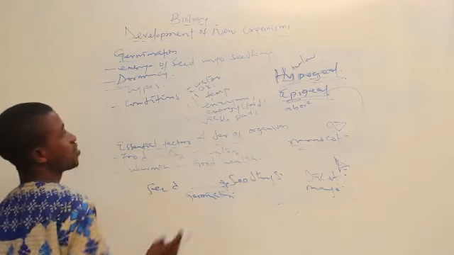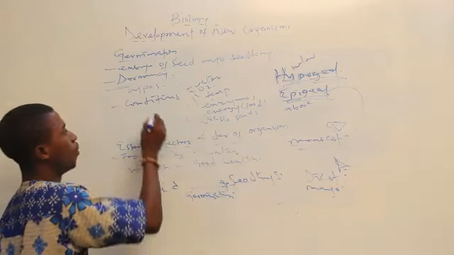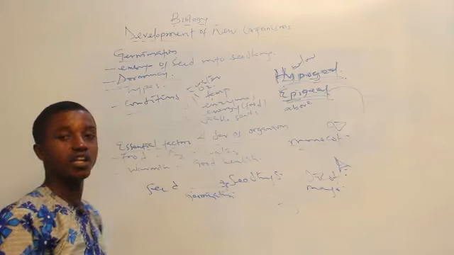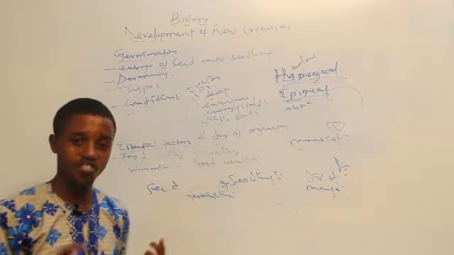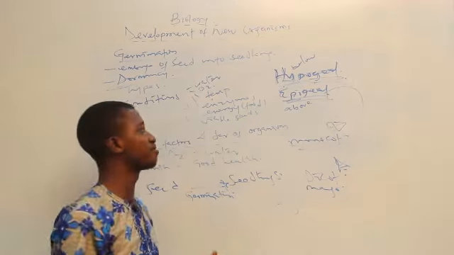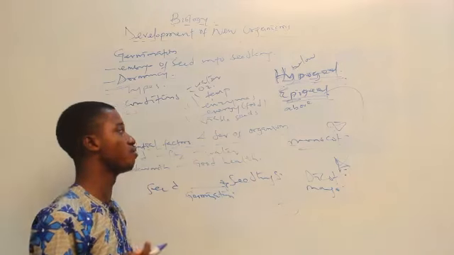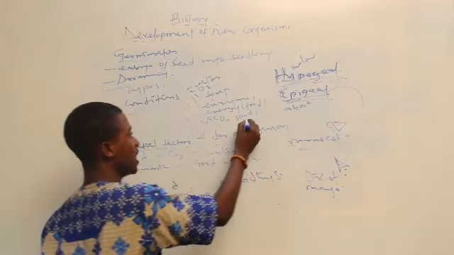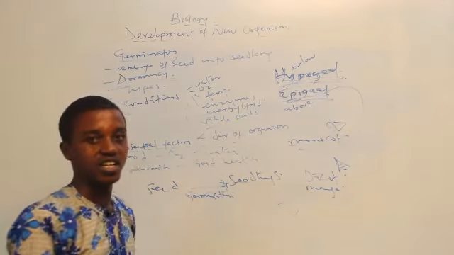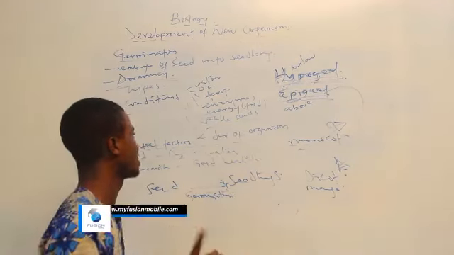So those are the types of germination that we got. What are the conditions necessary for germination? Water or moisture must be there. Oxygen or air must be there. Enzymes must be there. Energy in form of food must be there. And lastly, viable seed must be there. A viable seed is a seed that is alive. It's not a seed that has been damaged by insect. It's a seed that is alive.